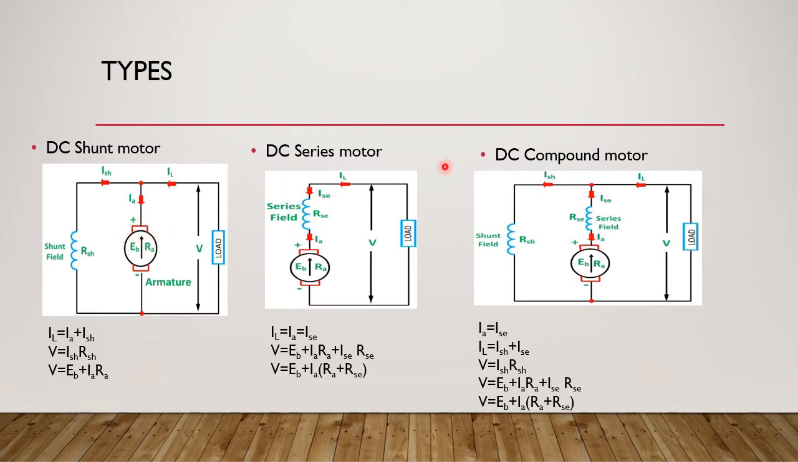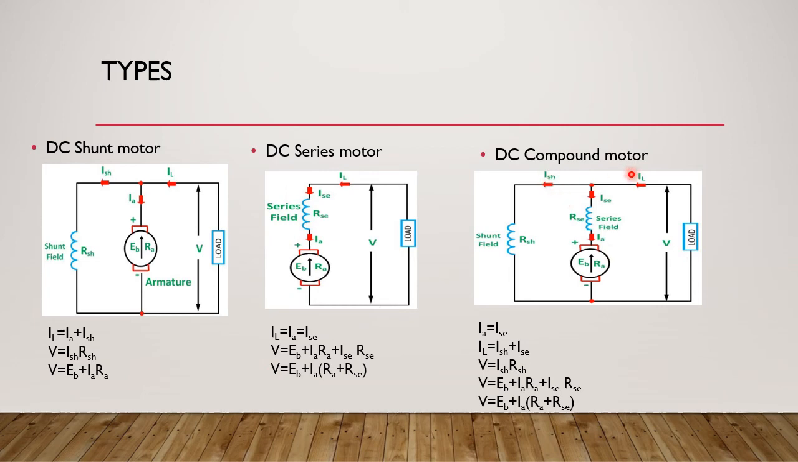Next, in the DC series motor, the same current flows through the circuit. So IL is equal to IA is equal to Isc. IL is the source current, Isc the series field winding current, IA the armature current. While writing the equation, V is the supplied voltage: V is equal to back EMF plus IaRa, the drop in the armature, plus Isc Rsc. So we can take Ia as common, since Ia is equal to Isc: V is equal to EB plus Ia times Ra plus Rsc.